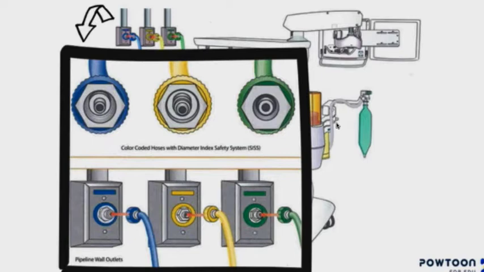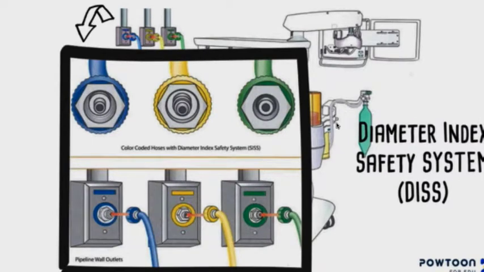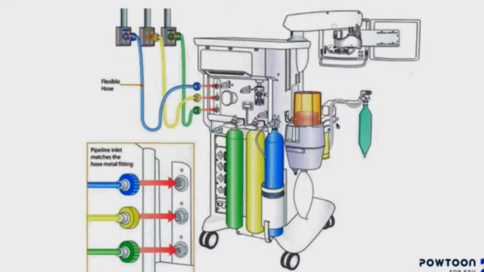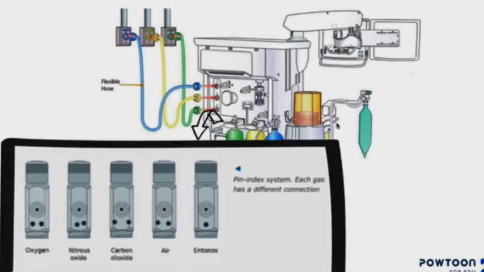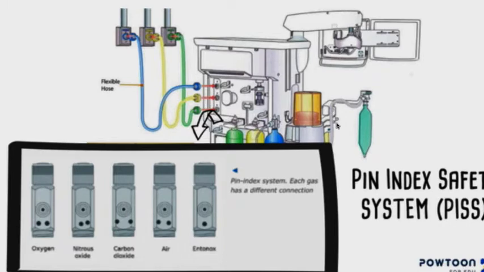For the wall supply, this system is called the Diameter Index Safety System. People call it DISS, and basically based on pins on the tubing, it prevents you from plugging in the wrong tube for the wrong gas. Similarly, for the E-cylinders, there is a poorly named acronym, the Pin Index Safety System, and very similarly, it prevents you from plugging the wrong tubing into the wrong tank so that you don't deliver the wrong gas.